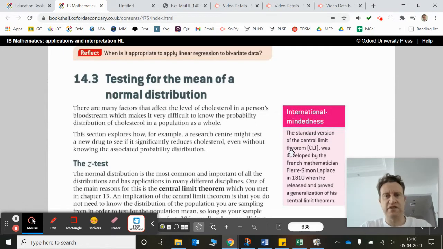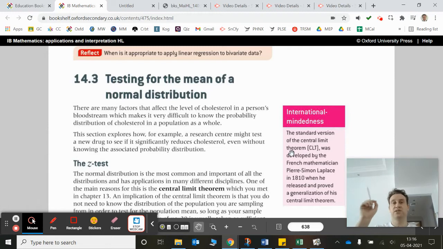We are testing for the mean of a normal distribution. This follows on more from 14B and 14C, where we were testing for the binomial distribution and the Poisson distribution using hypothesis testing. We were testing to see whether or not p was correct, the parameter p in our binomial distribution, and lambda or alpha, the mean, was correct in the Poisson distribution.